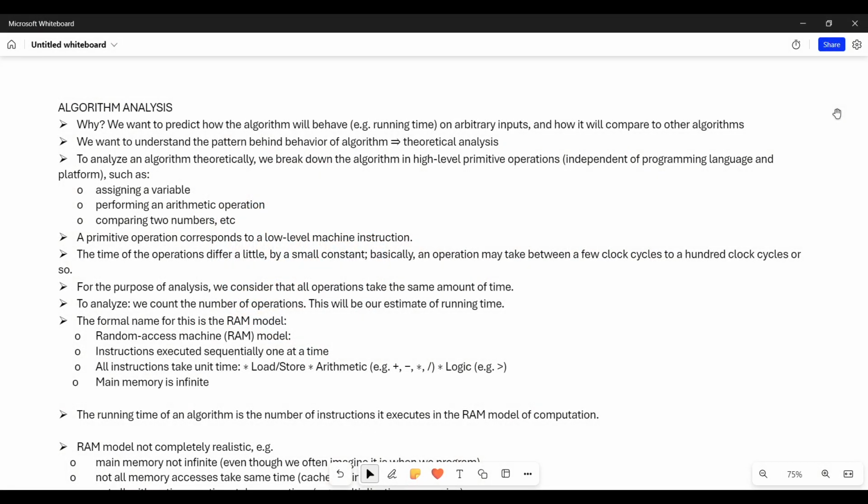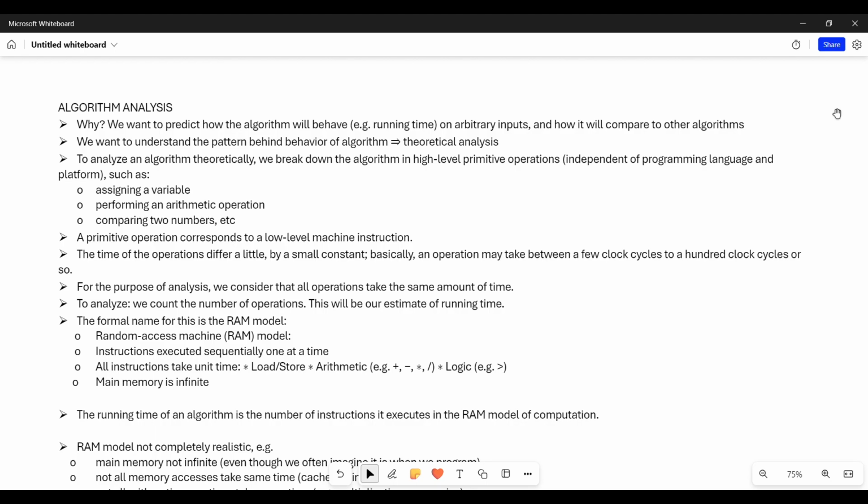Algorithm analysis. Why do we need to analyze an algorithm? We want to predict how the algorithm will behave. For example, its running time on arbitrary inputs and how it will compare to other algorithms. For this purpose, we analyze the algorithm. Second, we want to understand the pattern behind the behavior of the algorithm.